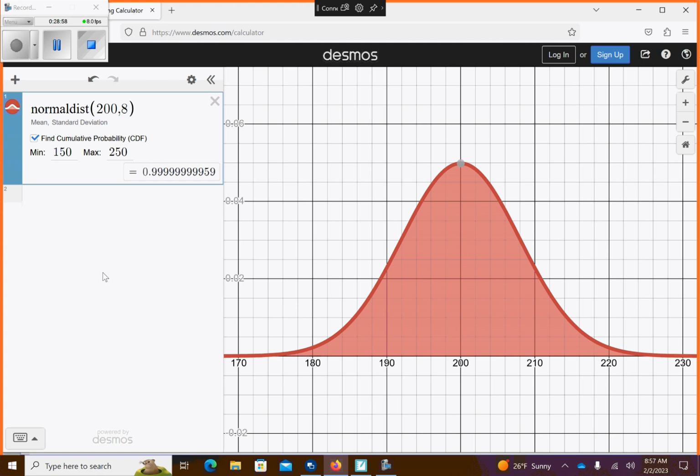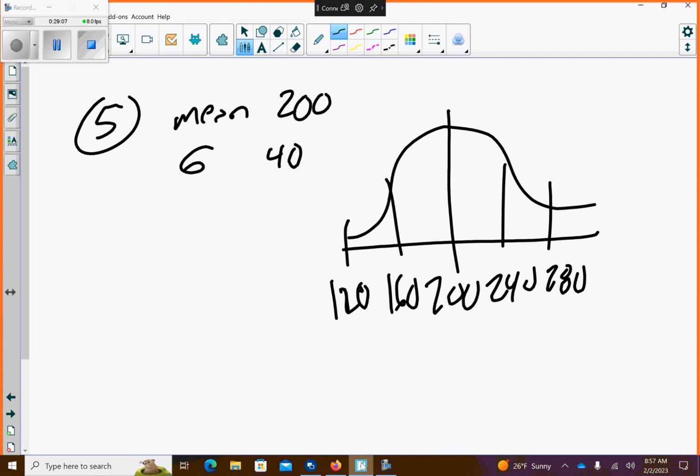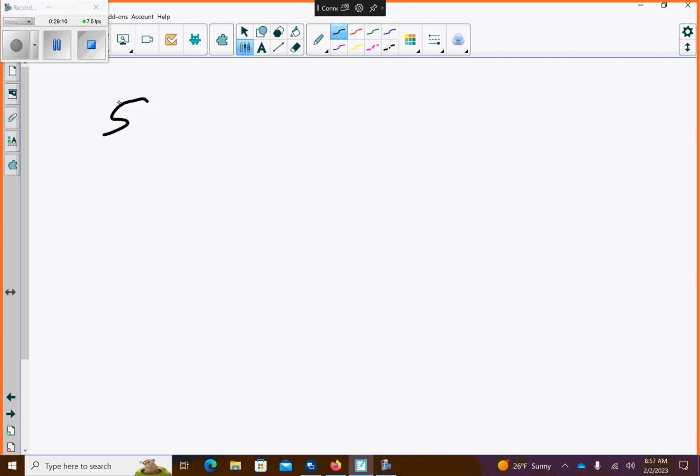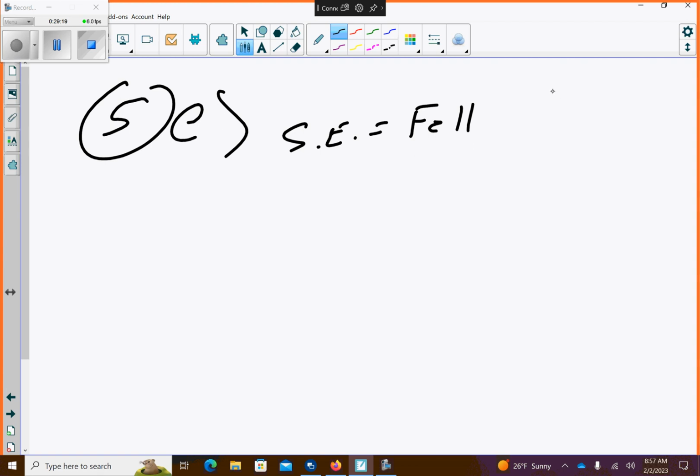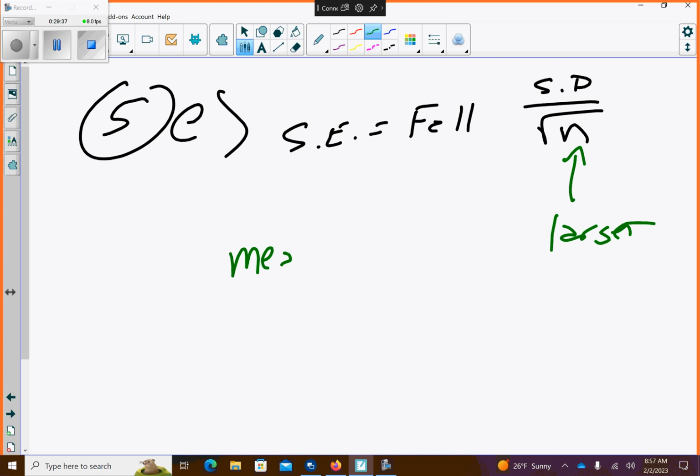As the sample size rises, explain what happens. As my sample size gets bigger, so this is 5E, I guess, the standard error is going to fall. And the reason why that's going to take place is I take my standard deviation divided by the square root of n. As n gets larger, the fraction becomes a smaller number. Okay? What happens to the mean in this situation? The mean stays the same. Okay?